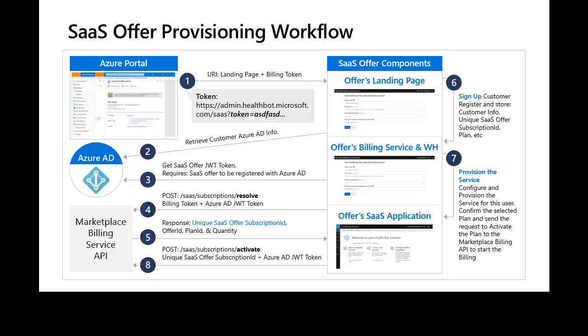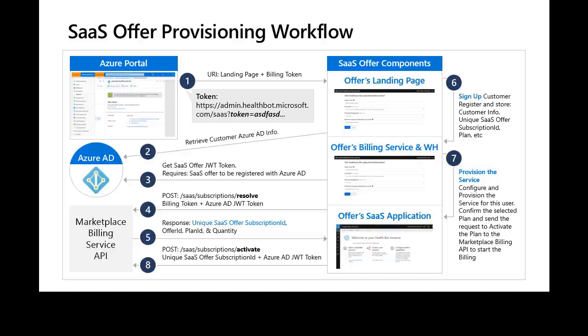So once your provisioning service receives that request, what you want to do is to retrieve the customer Azure AD information. Okay, so that's the first thing. So basically now what you have is the billing token plus all the contact information from that customer. After that's done, you will query again the Azure AD service, and then you will request that Azure AD to provide you with your JWT token. And basically this is the token that authenticates you as the proper entity that has the right for performing that action of registering this customer, right?